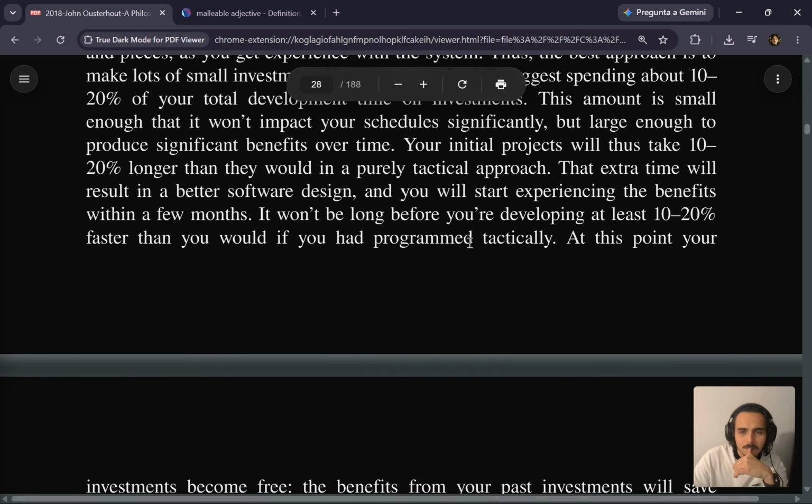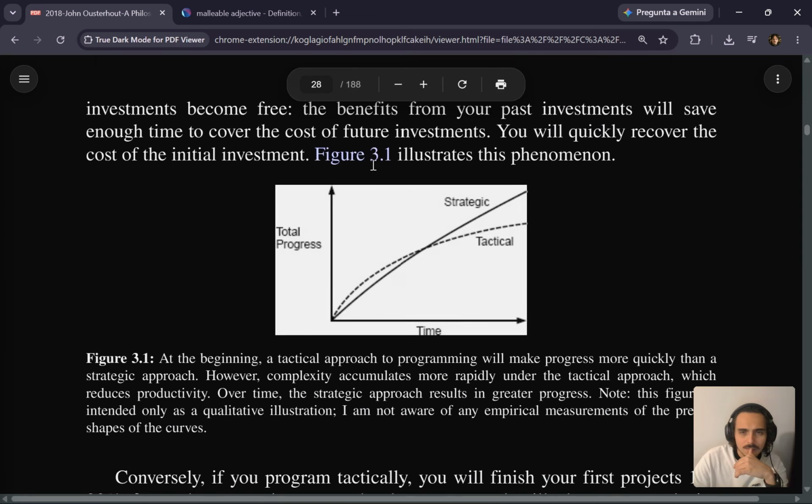This graph summarizes the idea pretty well.